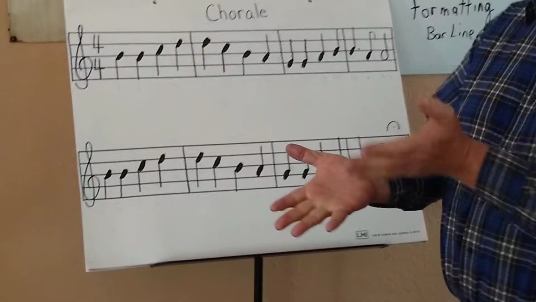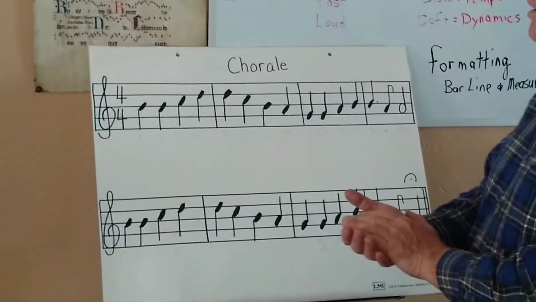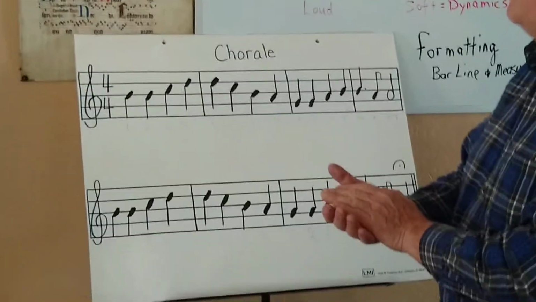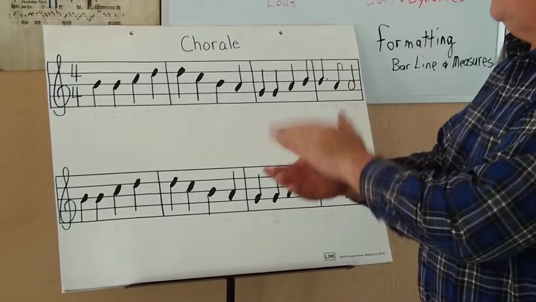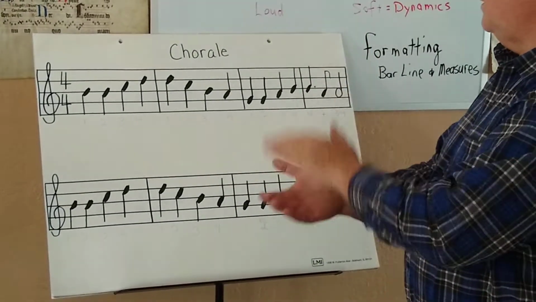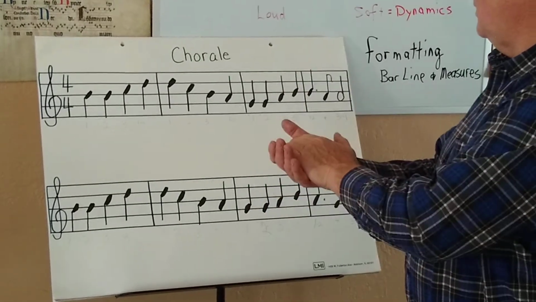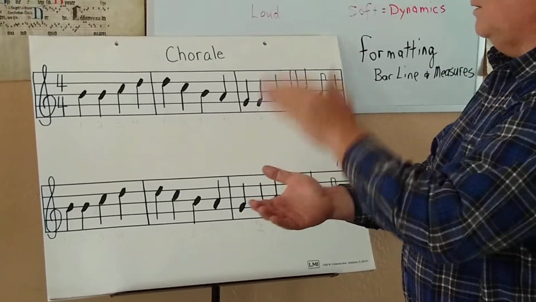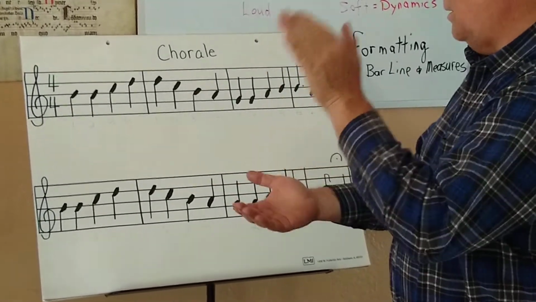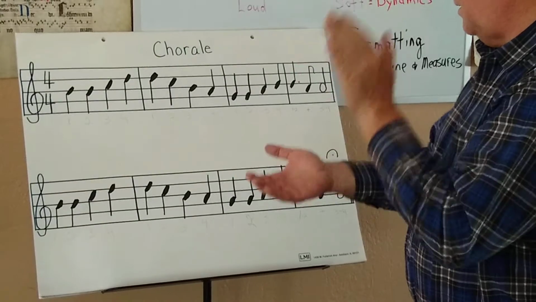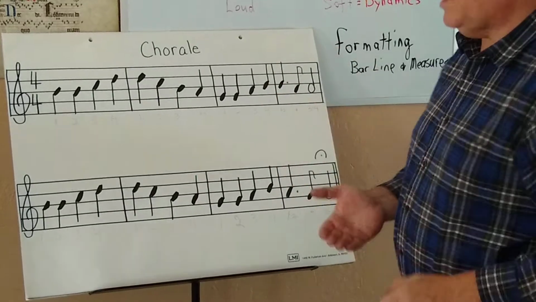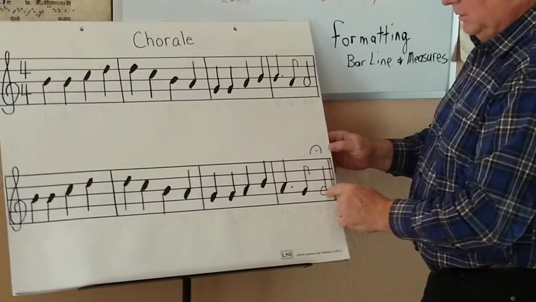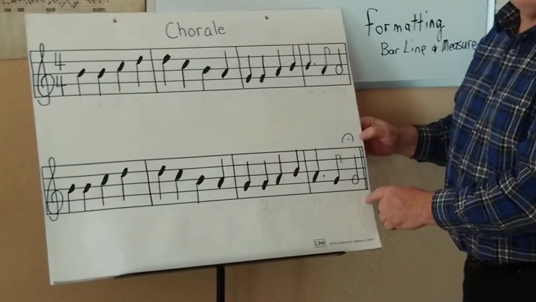So let's put it together. I'm going to keep my beat and I'm going to clap the rhythm. There's my beat, and here's the rhythm in my hand. Did you notice how I kept my hand together on the half notes? Because they got 2 beats. They have 2 beats each.